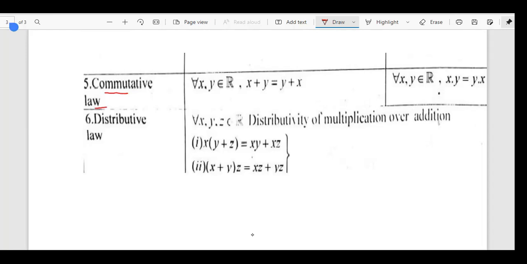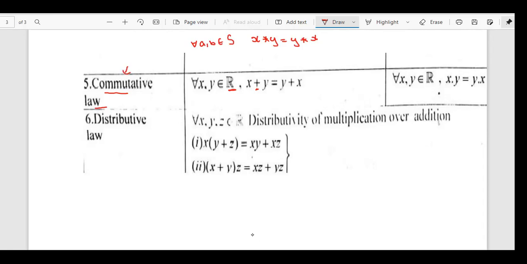So if we have A plus B and both these A and B belong to the set of real numbers, this is basically defined for addition, right? If I talk about the commutative law in general, I'll tell you. So in general, we have for all elements A, B belonging to the set S, X binary operation Y should be equal to Y binary operation X, right? This is what we have when we talk about the commutative law.